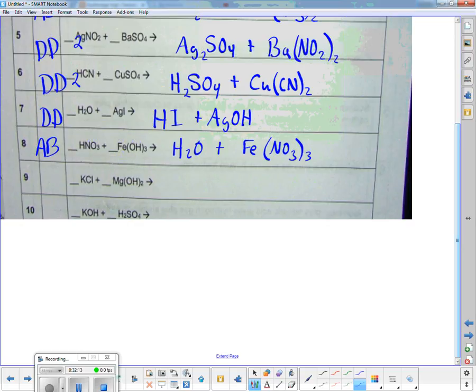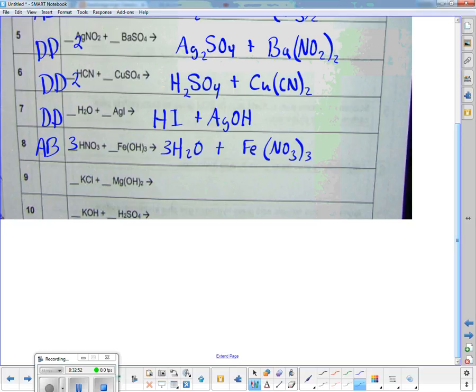Going and erasing. This one, I notice really quickly that I need three nitrogens. So I'm going to put a 3 right here. My Fe's are balanced, so then I go to my hydrogens. On the left, I have 3 here and 3 here, making a total of 6 on the left. So I need 6 on the right. I have 2. So I'm going to put a 3 here. Double checking the oxygen. 3 times 3 is 9, plus another 3 is 12. On the right, 3 plus 3 times 3 is 9, which is 12.